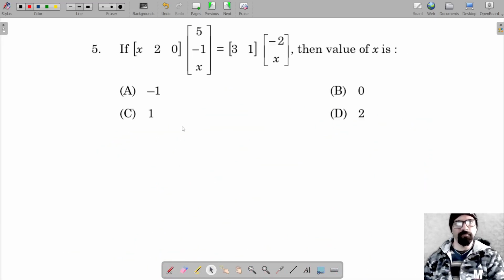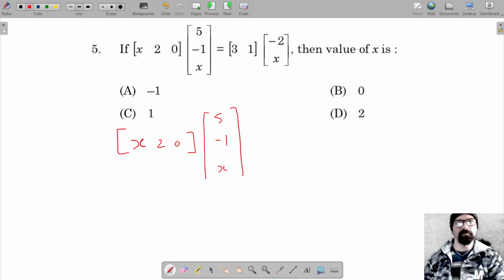Okay, for question number 5, it's given that the product of these two matrices is equal to this, then we have to find the value of x. So let's find the product first. This is [x, 0], and we have to find its product with [5, -1, x]. This is the second matrix. This is equal to [3, 1], and this is minus 2 by x.